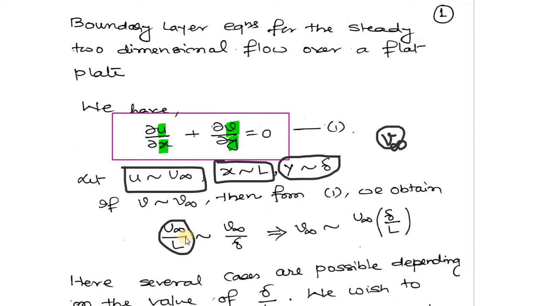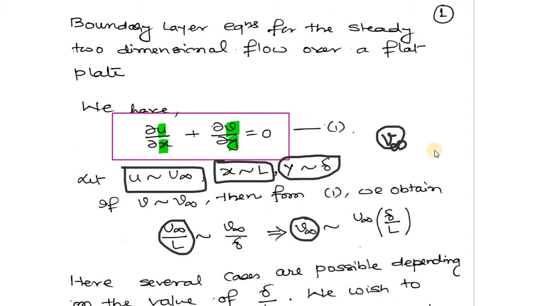Okay, so u infinity upon L is of order of magnitude v infinity upon delta, and from here we will be able to write down the order of magnitude of v infinity. So the order of magnitude of v infinity is in fact u infinity delta upon L. If you use this order of magnitude of v infinity, equation 1 will be satisfied. Okay, so what did we get? We get that the order of magnitude of v infinity is u infinity into delta by L. Okay. Now we move towards the x.